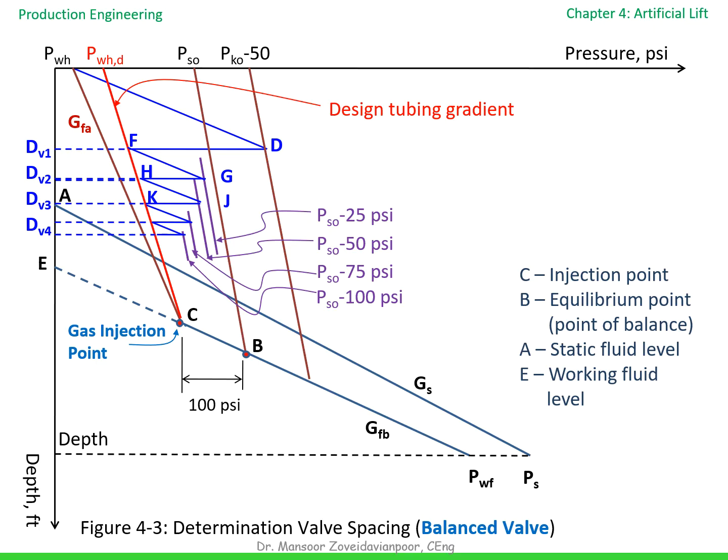Their job is not to produce the well permanently. Their job is to progressively move the gas injection point deeper and deeper until the operating valve takes over. Notice how each valve is positioned using the design tubing gradient and casing pressure lines. This ensures that each valve opens and closes in the correct sequence during unloading.